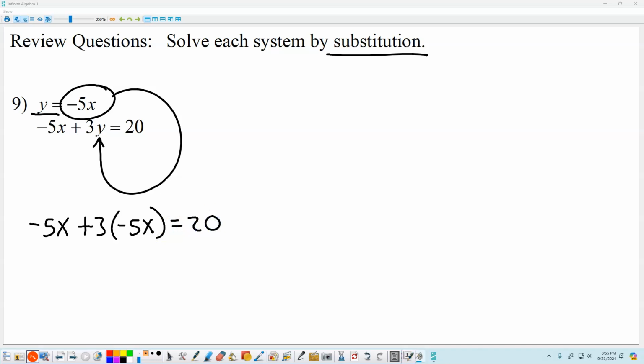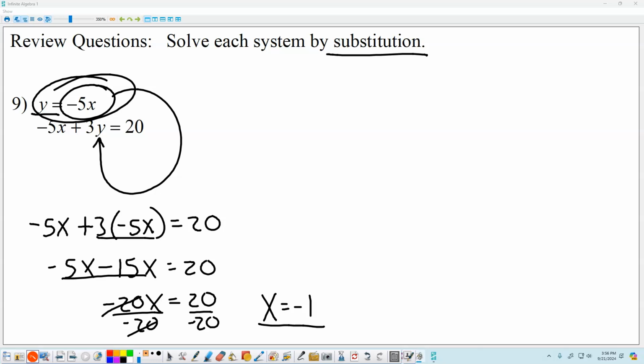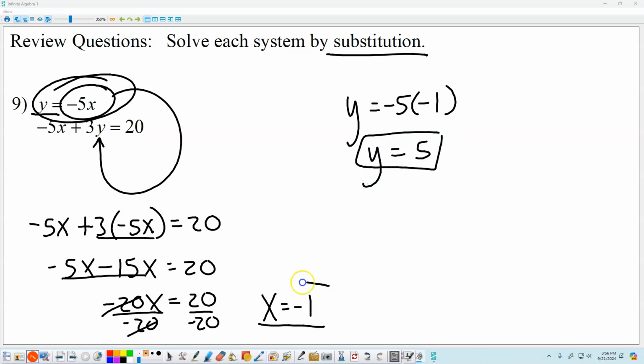And then we're going to go ahead and start solving. So we'll do our multiplication first here. Then we'll combine our like terms. And then we'll divide both sides by the coefficient to get the x by itself. And we get x equals -1. Now we also have to find the y. So we're going to take our answer that we got here for x, and we're going to plug in -1 for x. And you could use either equation, but I recommend using the one with the lonely letter. So y is equal to -5x, but we're going to replace the x with -1, which gives us 5. So y is 5 and x is -1.